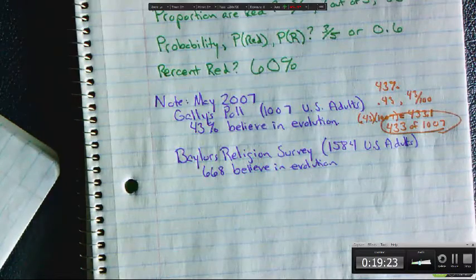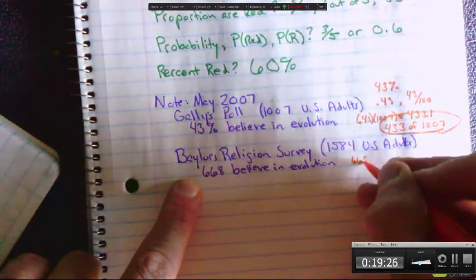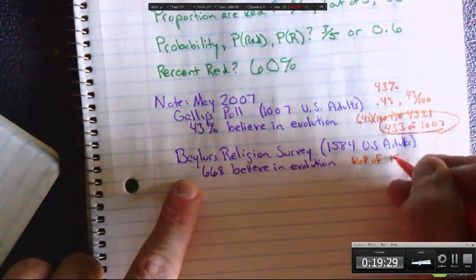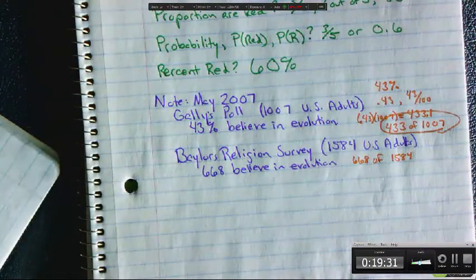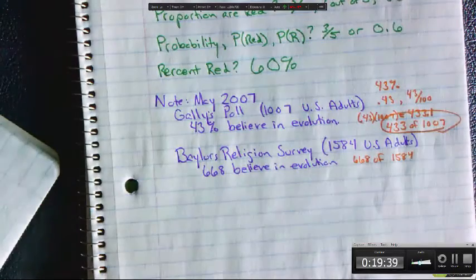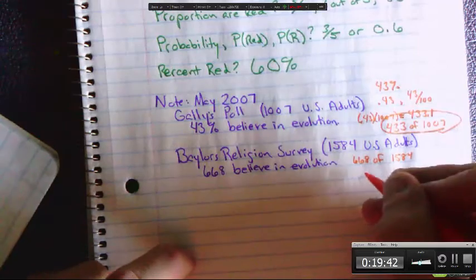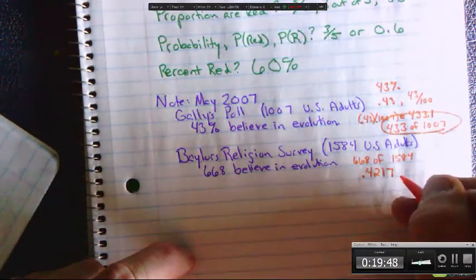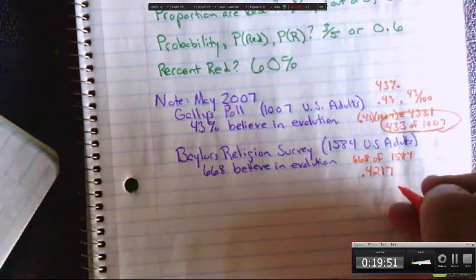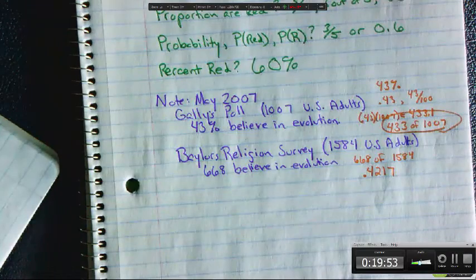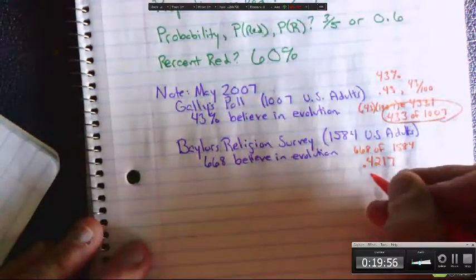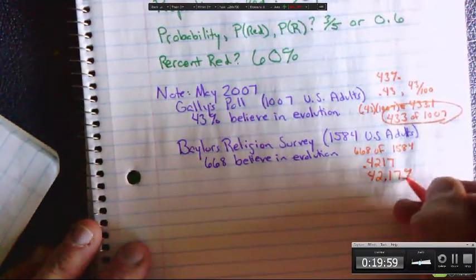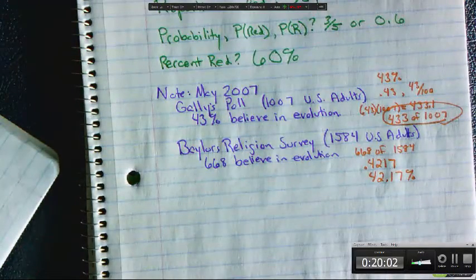So now looking at this group, they have 668 of 1,584. That's a proportion. We can write that as a probability by dividing the two. What's 668 divided by 1,584? 0.4217. What's after the 7? 1. Okay, so that 1 would not cause that 7 to get rounded up, right? So as a probability, that could be 0.4217, and then as a percent, that'd be 42.17%.